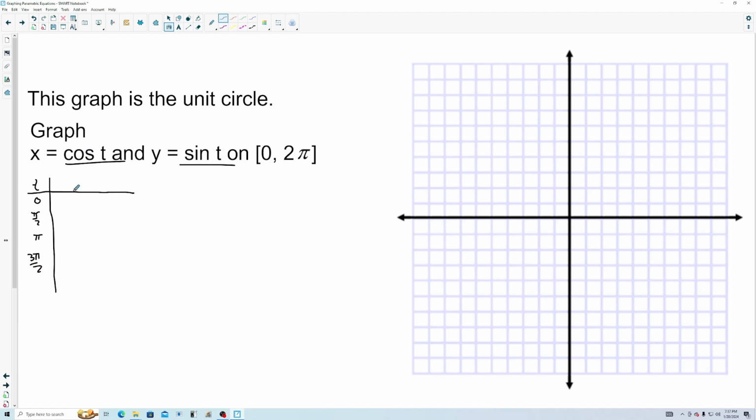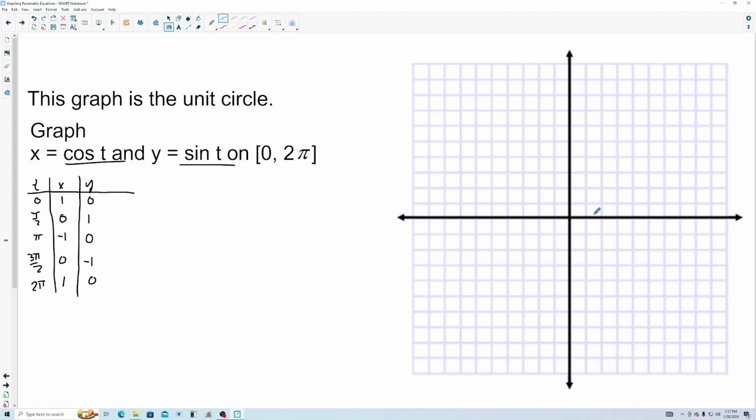So if we plug 0 in, cosine of 0 is 1. So on the x values, it'd be 1. And then cosine of pi over 2 is 0. Cosine of pi is -1. Cosine of 3 pi over 2 is back to 0. I guess we could go all the way to 2 pi, and that's back to 1. So the y values: sine of 0 is 0, sine of pi over 2 is 1, 0, -1, and 0.